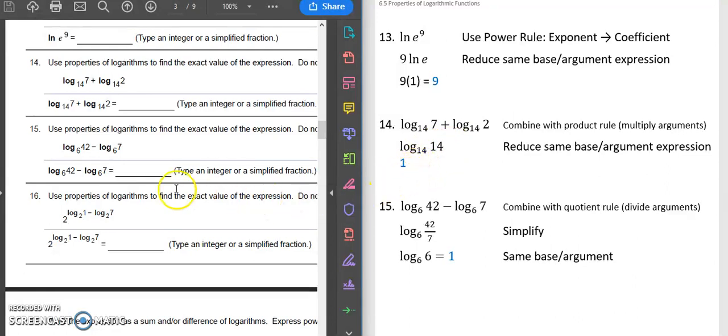For number 15, this time we have log base 6 of 42 minus log base 6 of 7. So we want to use the quotient rule because we have subtraction between logarithms of the same base. So this time we'll divide the arguments. We'll take the 42 and divide it by 7. So we'll have log base 6 of 42 over 7. We can simplify that. We'll have log base 6 of 6. Now we have the same base argument situation again. That simply equals 1.